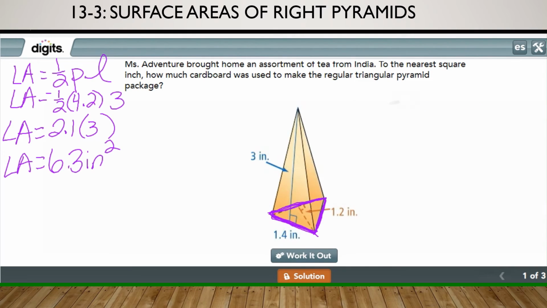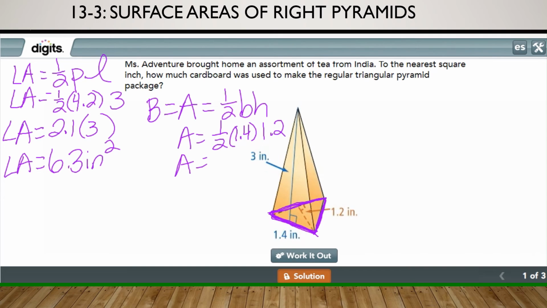Now we have to go ahead and find the area of the base. So a capital B equals, we know the formula for area of a triangle is 1/2 base times height. Now we have to substitute in that information. So look at that triangle. What is the base of that triangle? So the one that's outlined in purple, what is the base of that triangle? So the base of that triangle is 1 4/10. And look at the height. What is the height of that triangle? The height is in orange, so that's 1 2/10 inches. And then you have to go ahead and multiply all 3 of those together, and we get 84/100 inches squared.